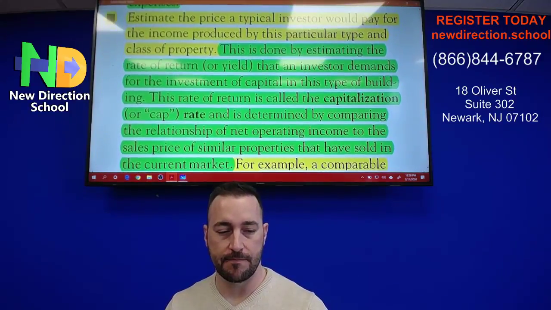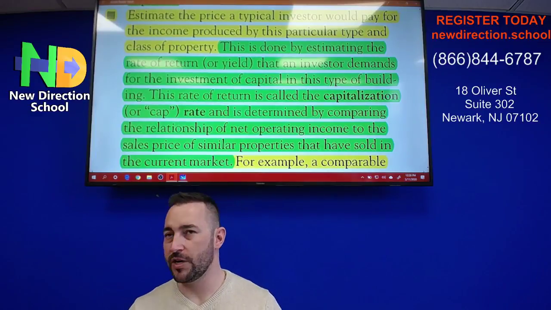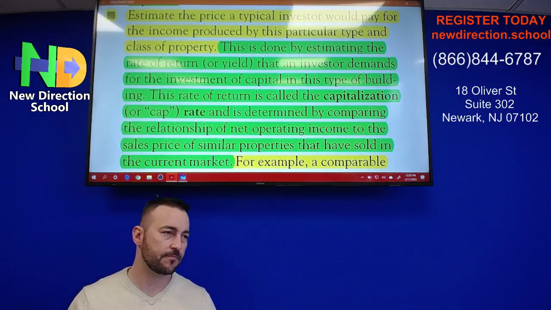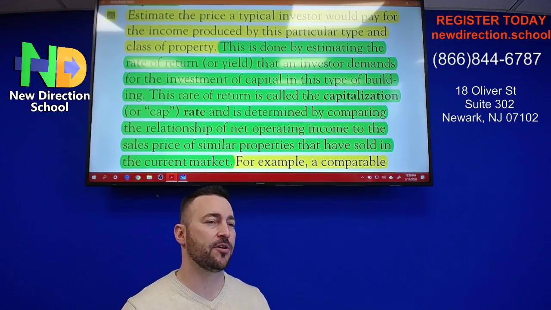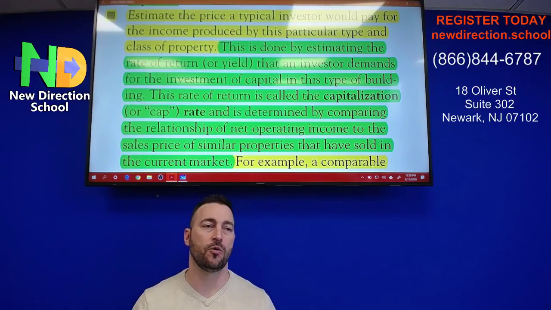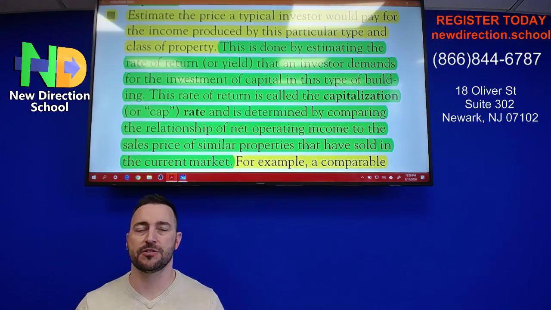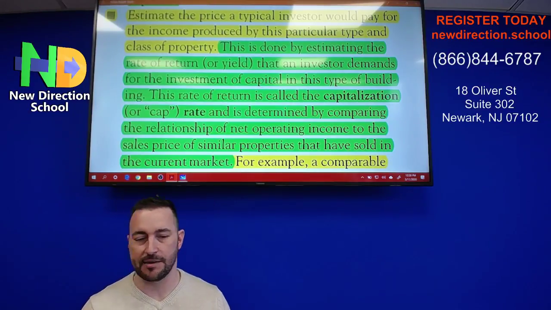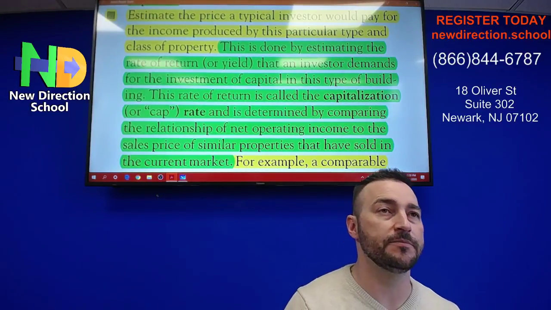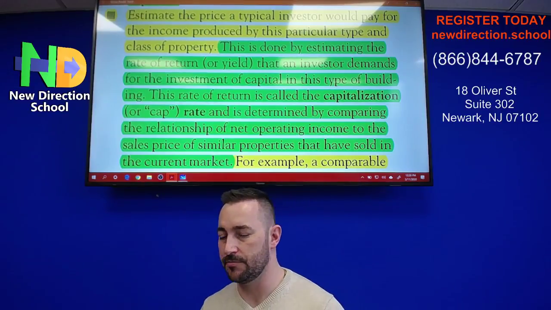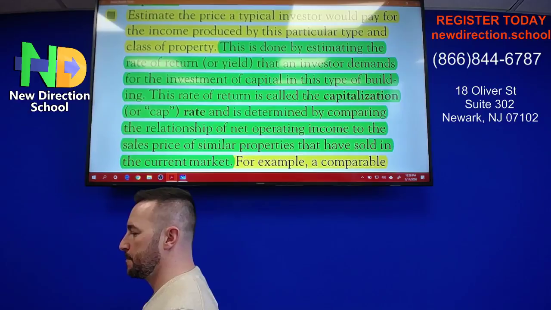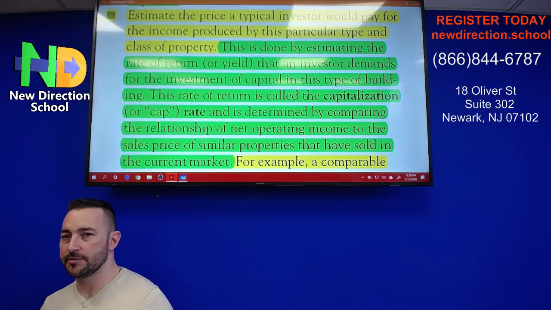Next, we're going to estimate the price a typical investor would pay for income produced by this particular type and class of property. This is done by estimating the rate of return or yield that an investor demands for the investment of capital in this type of building. Please highlight, underline, put stars. This rate of return is called capitalization, or cap rate. Have you ever heard of cap rates before?